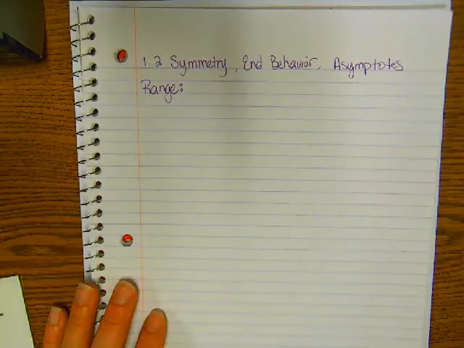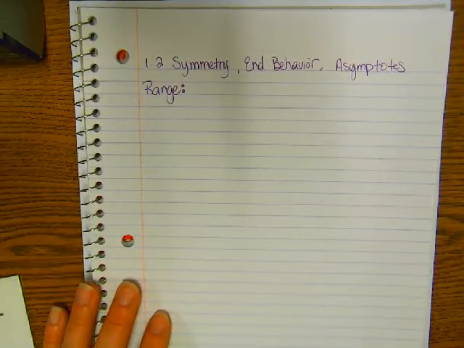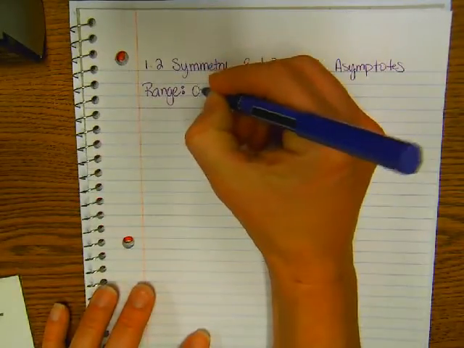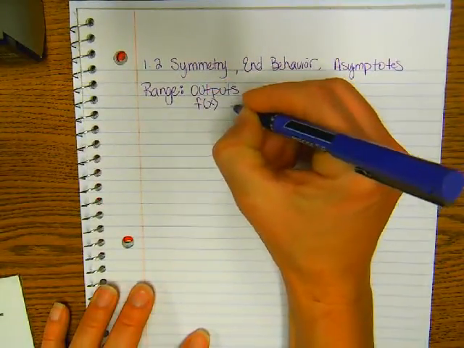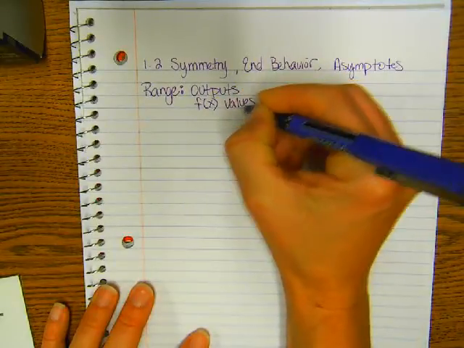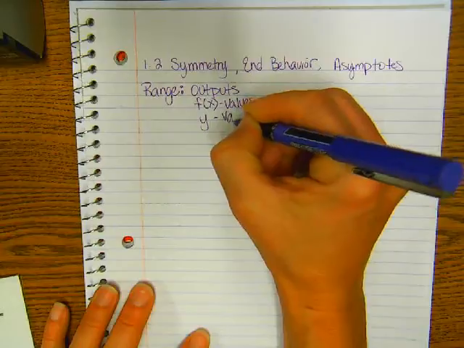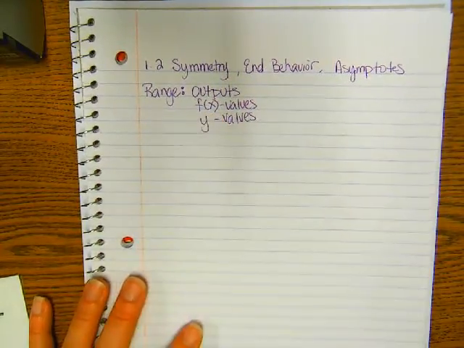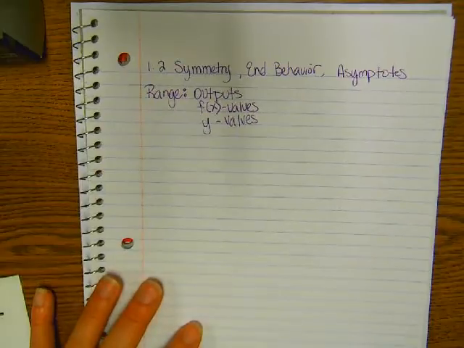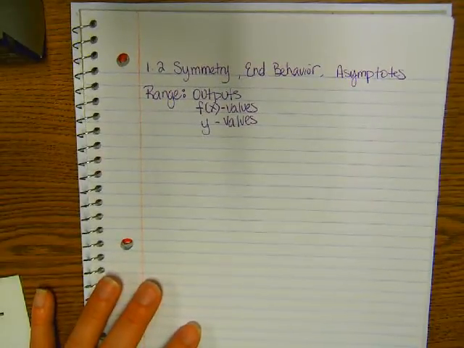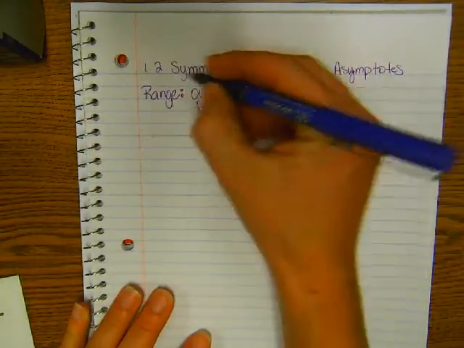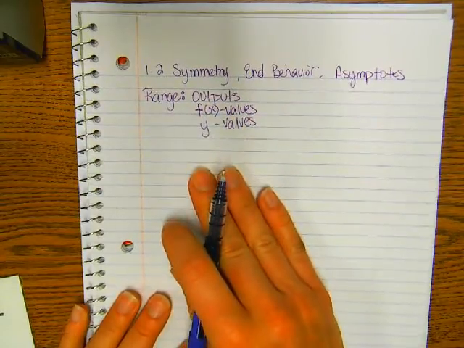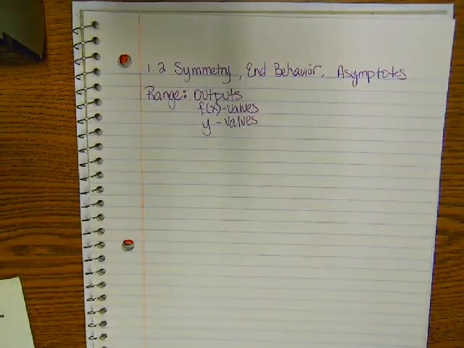Okay, and so yesterday we said that domain was inputs or x values. Range would be outputs, or f of x values, or y values. I hope you learned that when I taught f of x notation in algebra, I'd call it fancy notation. Fancy for f of x is the same thing as what y is. So that's what we're describing. What kind of values is the function going to output?